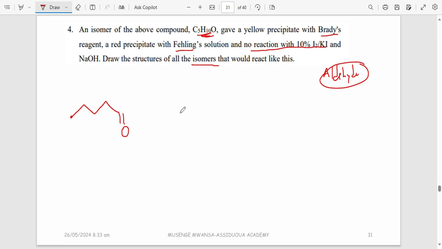Or I can draw it like this. This is three carbons. The fourth one I can put here. One, two, three, four. The fifth one I can put here. Or I can draw like this. One, two, three. I can put the fourth one here, the fifth one here. So these are the possible structures that we can draw. They are all aldehydes.